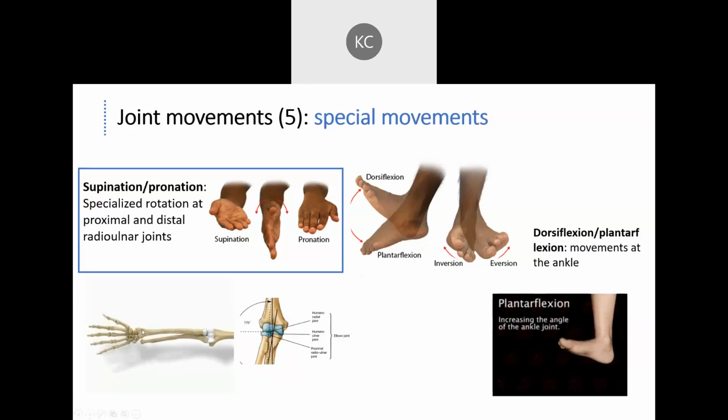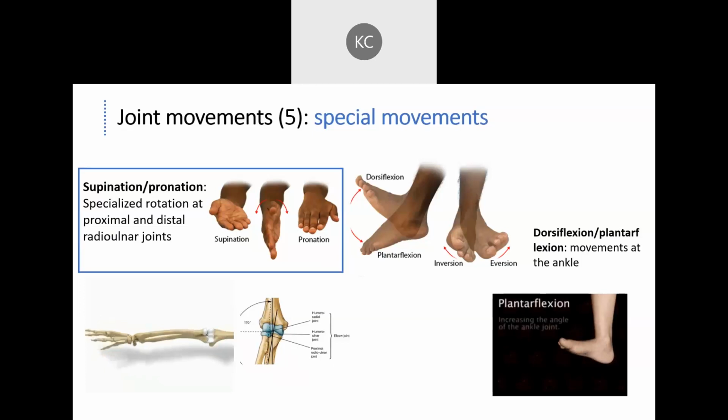So in supination, you see the bones are parallel. In pronation, you see that they are perpendicular. So in supination, they're parallel. In pronation, they are perpendicular, okay? So this is at the proximal region around the elbow, okay? It's not at the true elbow joint, but it's near the elbow.